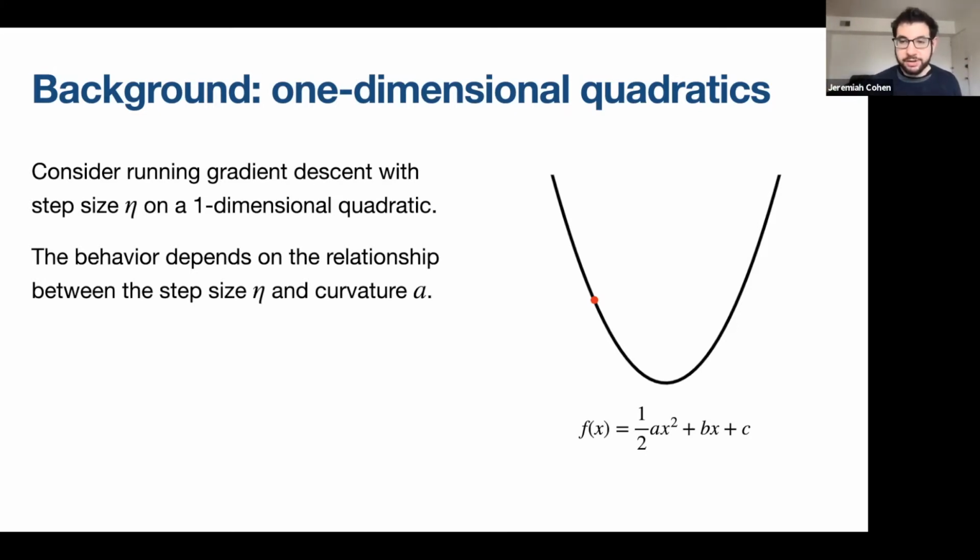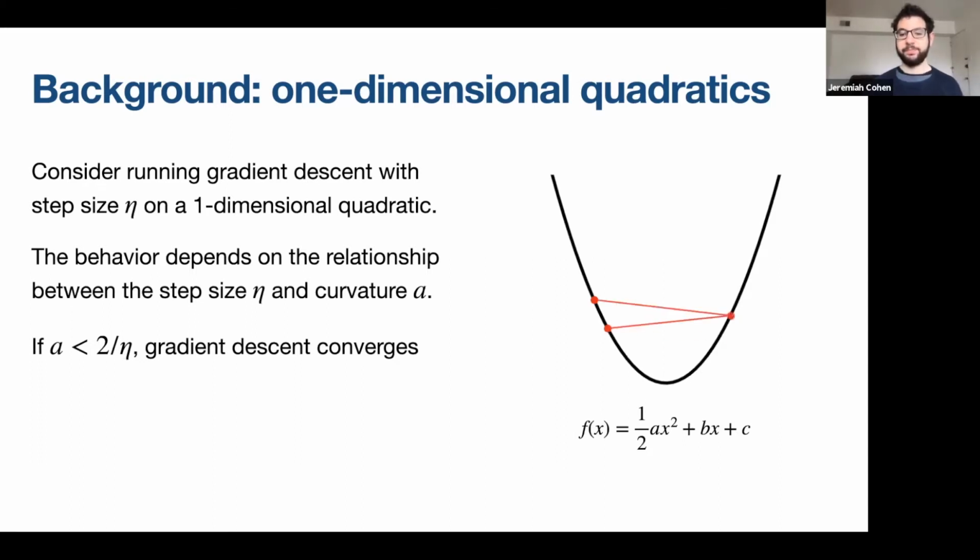So the behavior of gradient descent depends on the relationship between eta and A. On the one hand, if A is less than 2 over eta, in other words, if the curvature is sufficiently small, then gradient descent converges to the global optimum. So it goes like this.